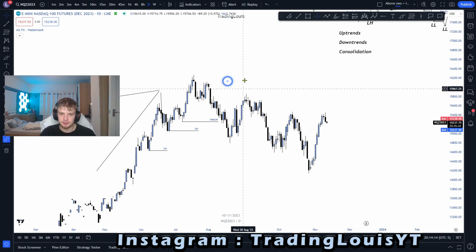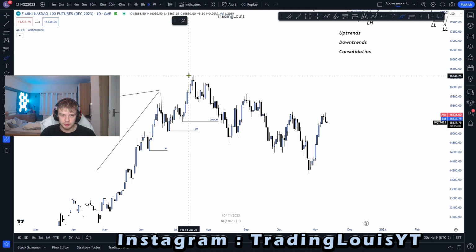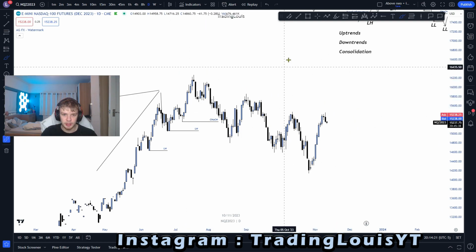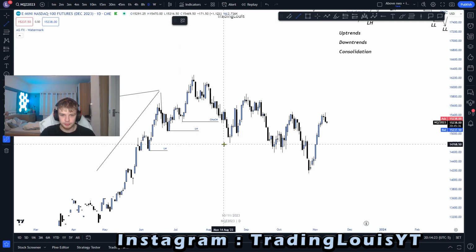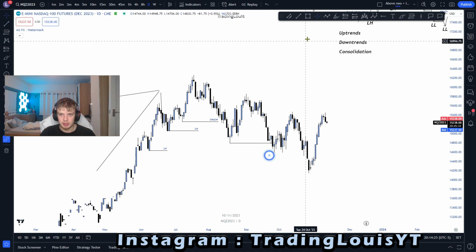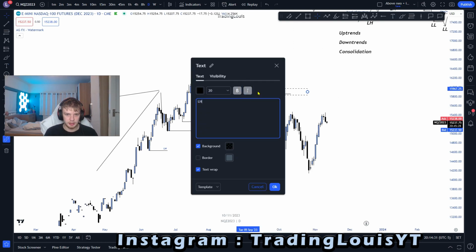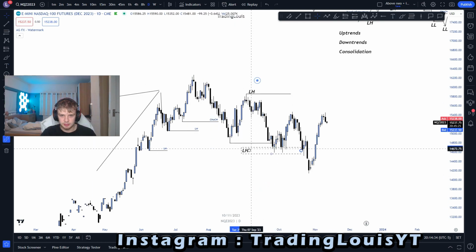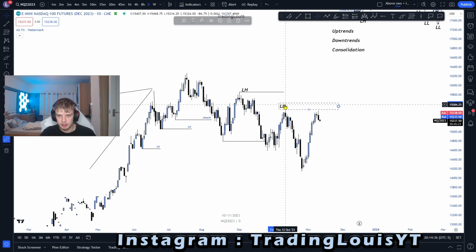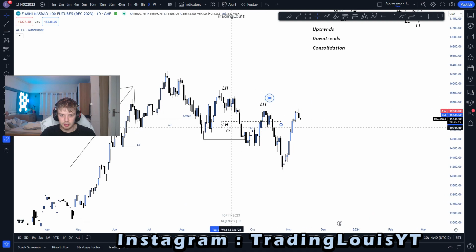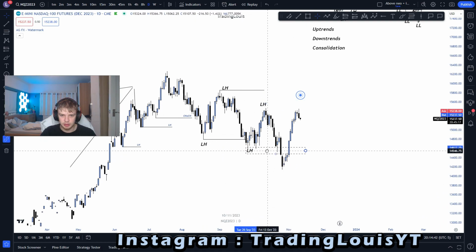So as you can see, from this point onwards, we are in a downtrend now. So we are creating lower lows and lower highs. So this would be your lower high, and then this would be your lower high here, and then this would be your lower low here, and also your lower low.